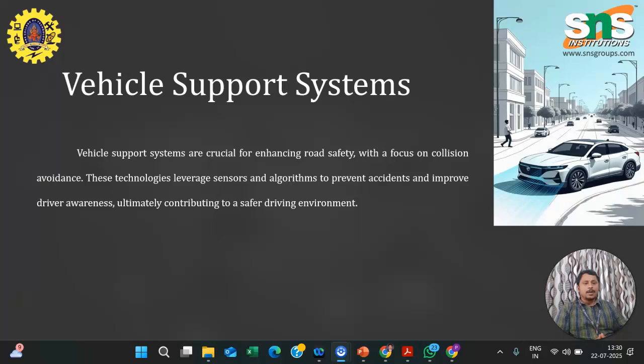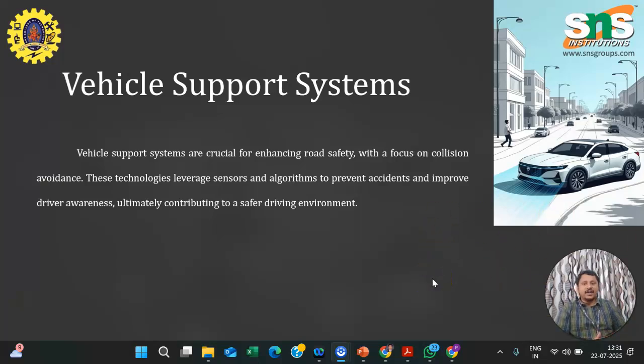So this system comprises different technologies such as anti-lock braking system, adaptive cruise control, reverse parking system, and so on. So these systems help the driver in order to avoid accidents, as well as to assist and engage the systems. So let us move into the slide.